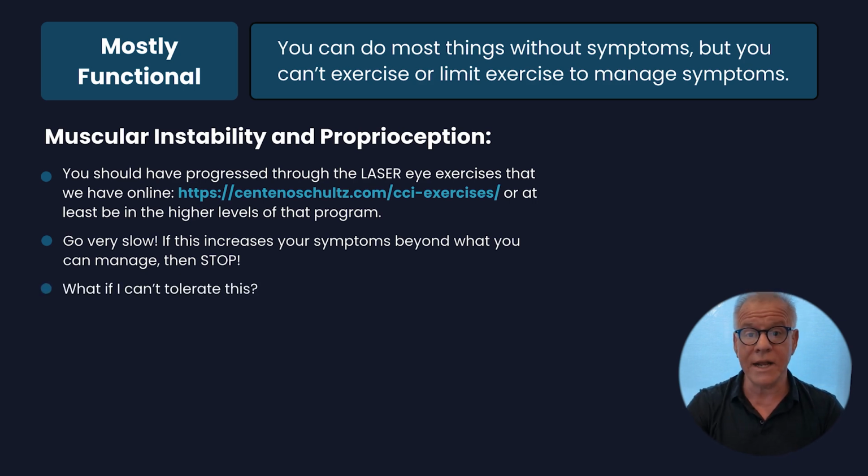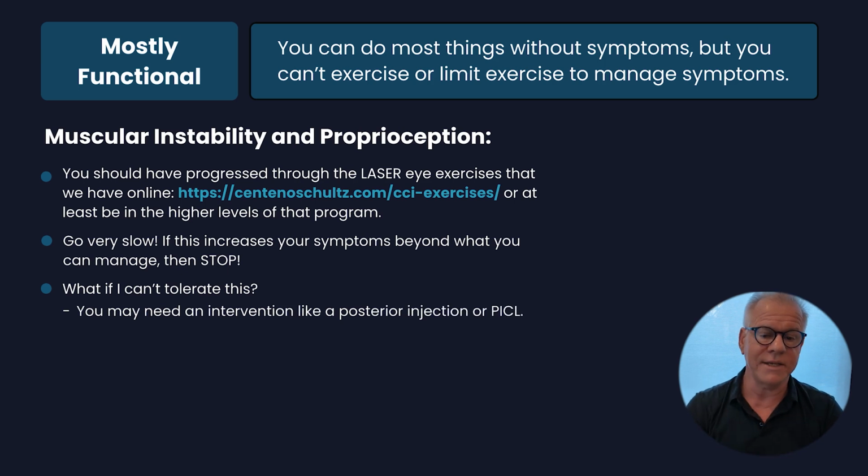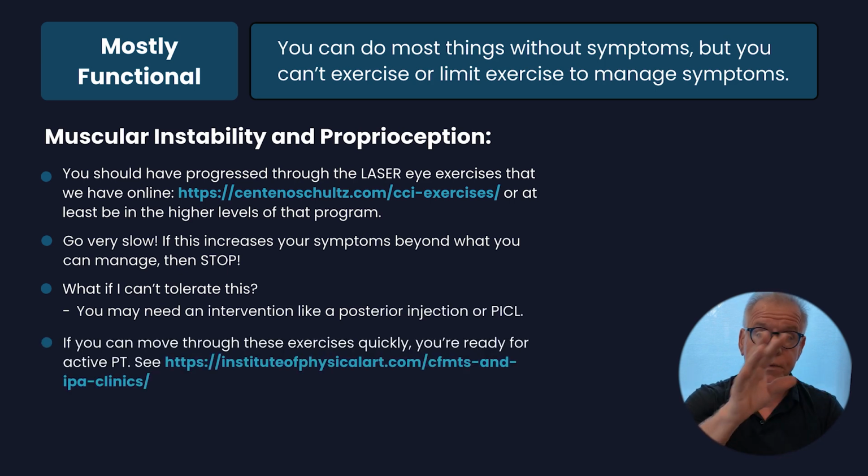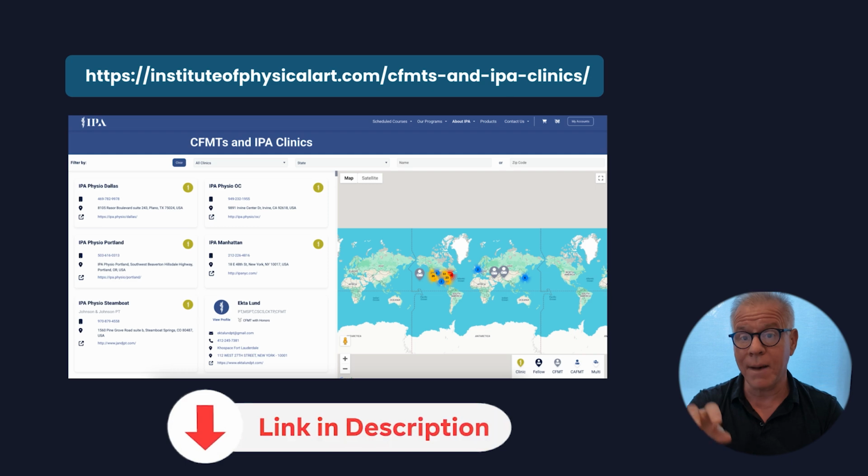You can't really do any strengthening, even the low-level exercises we have online. Then you might need a posterior injection or a PICL. Now, if you can move through those exercises relatively quickly or get through them at some point, then you can move on to the next step. And that might be meeting with a physical therapist. We recommend the Institute of Physical Art. They do a great job at training their physical therapists to a very high level in spine.